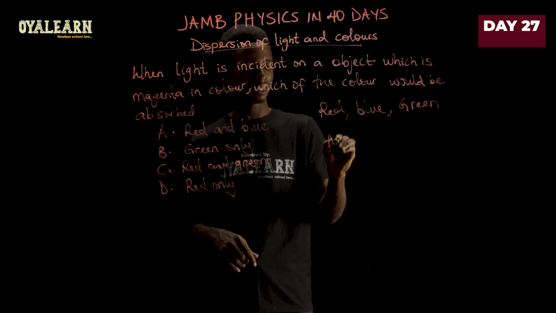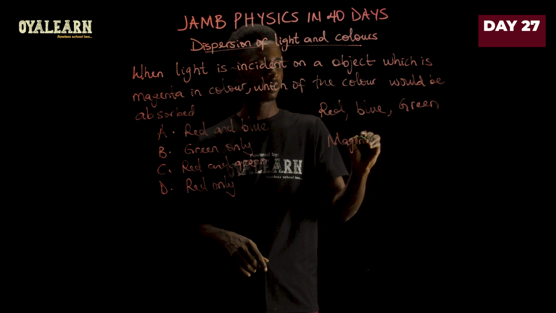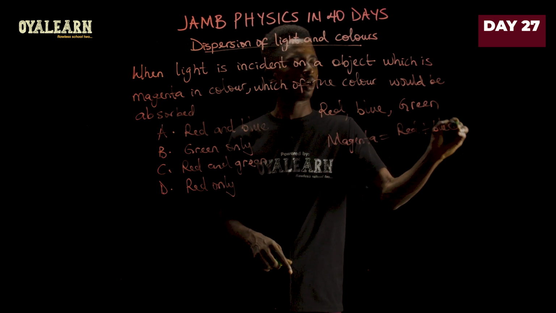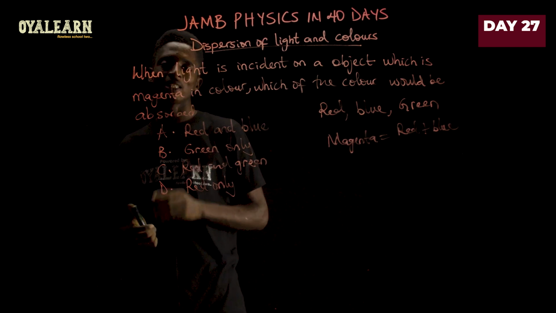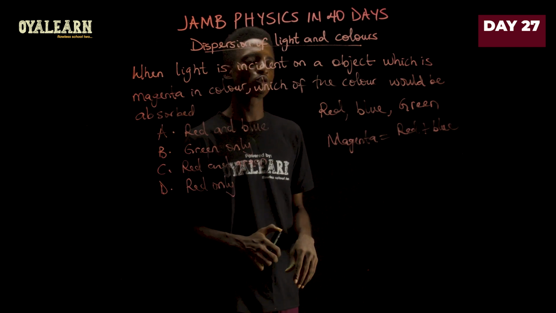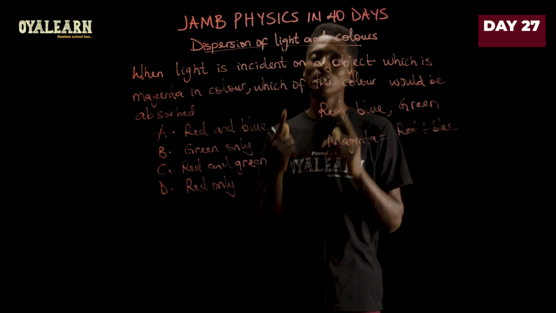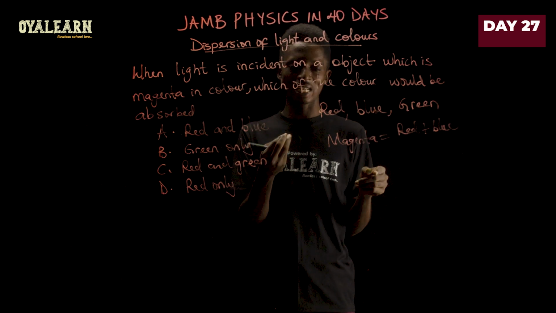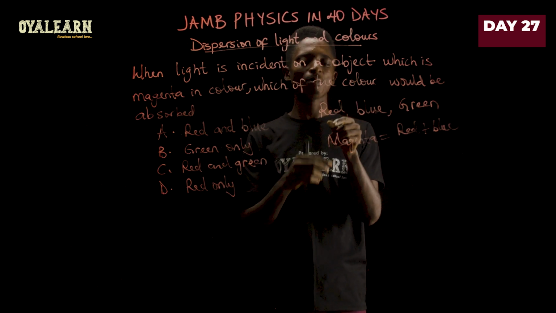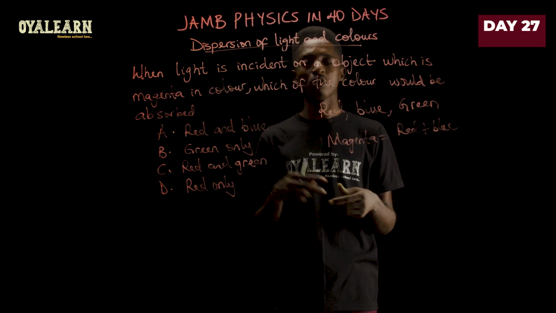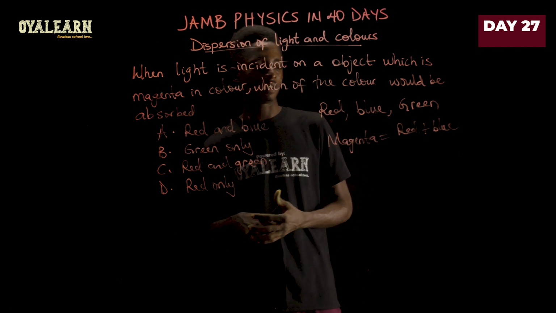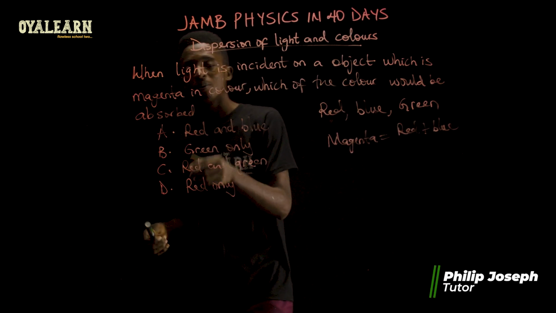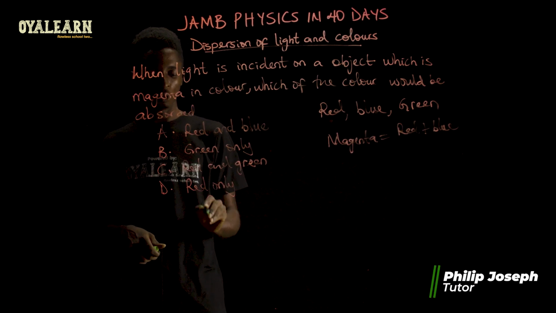Now, magenta equals red plus blue. So when you shine light on a magenta object, it is going to absorb green and is only able to reflect red and blue, which is why it appears to us as magenta, because it reflects back red and blue, which makes up the magenta coloration of that object. So the only thing absorbed here is the green color, which means the answer is green only, which is in option B.